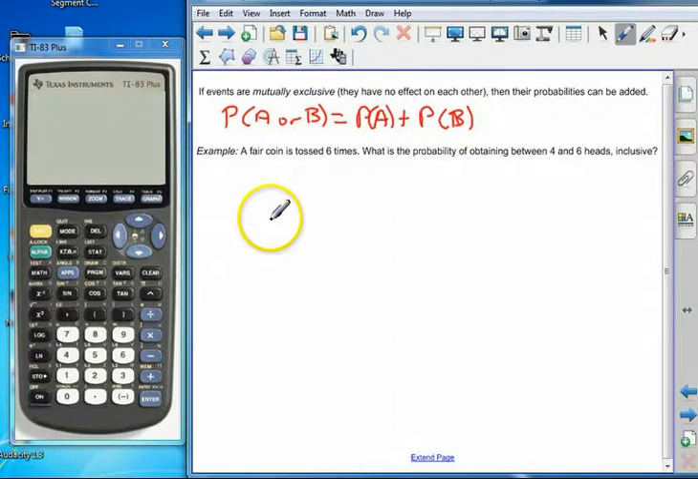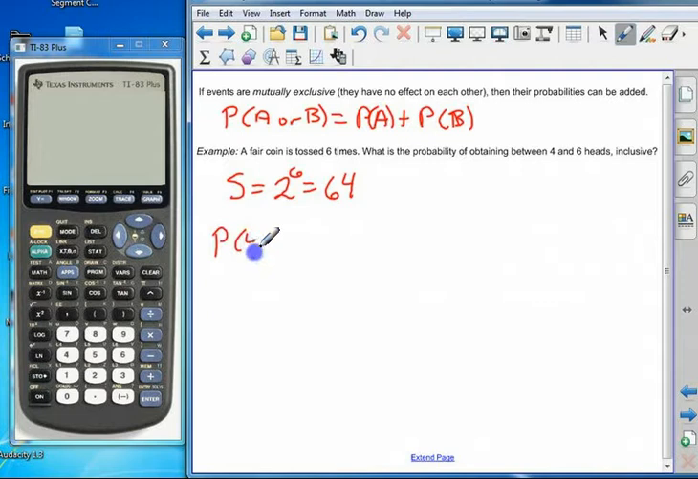Alright, because each toss has no effect on the next toss, these are mutually exclusive events. The sample space S is 2, because we have 2 outcomes, heads or tails, to the 6, because we're doing 6 trials, and that gives us 64. So that's the number of the sample space. We need to calculate the probabilities of attaining a 4, a 5, and 6 heads and add them together.